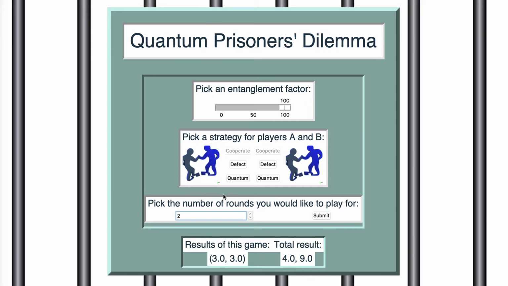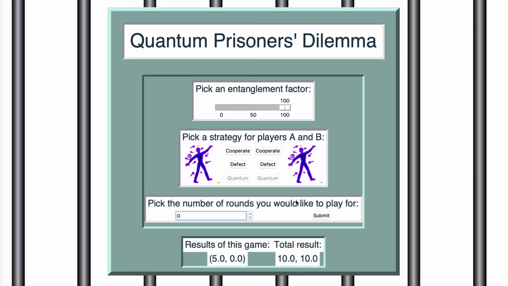But we can now do the quantum strategy, which has some weird quantum effects. So let's try quantum against cooperate. We can see that both players will only get 1 point each. How about quantum against defect? Well, now quantum gets all the points over defect. It's no longer like cooperate. Quantum will give the player 5 points and defect will only give 0 points in this case.